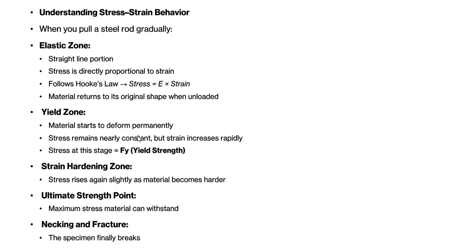Material starts to deform permanently. Stress remains nearly constant, but the strain increases rapidly. Stress at this stage is equal to Fy, the yield strength. This is the most famous thing, Fy. In limit states also we will use it. So we design the beams and columns and all, steel structures and all, to the yield strength actually.